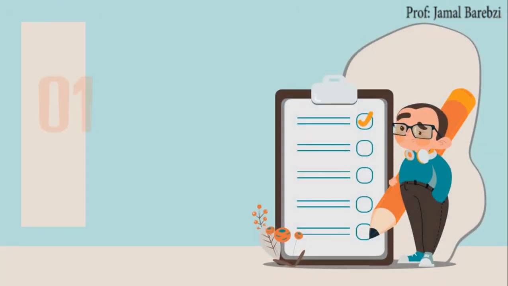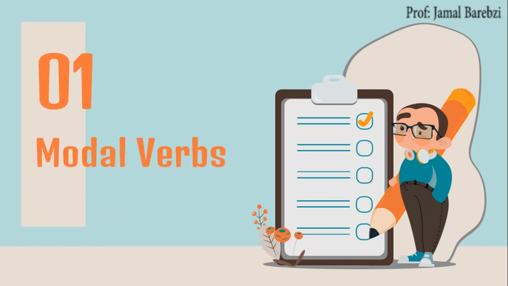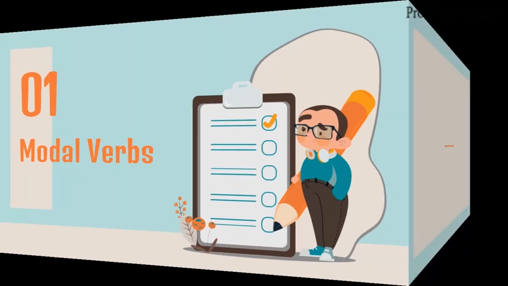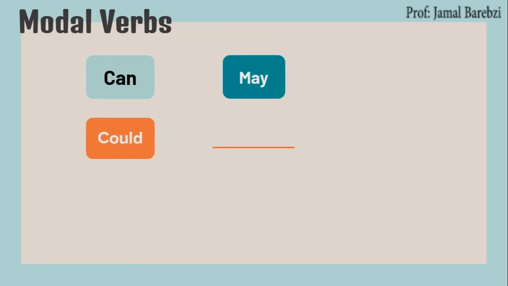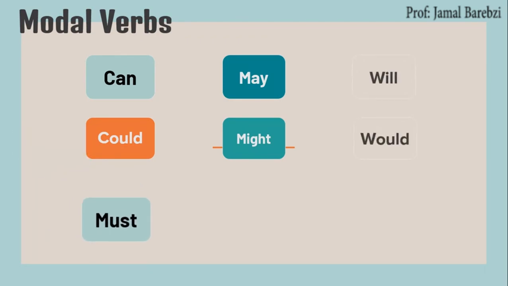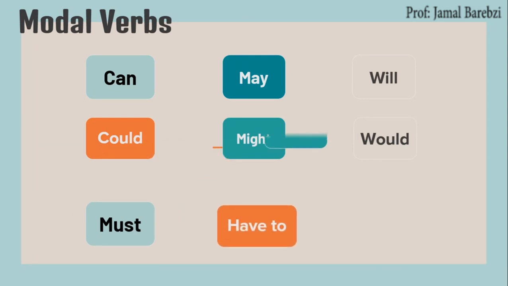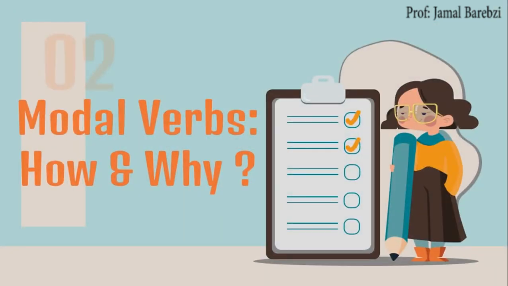But before we start, let's review some of the modal verbs used in English. So, let's see how many of them you can remember. Can, could, may, might, will, would, must, have to, need to. Very good. Now, let's see the form and the use of modal verbs. You should know that every modal verb expresses a certain meaning.